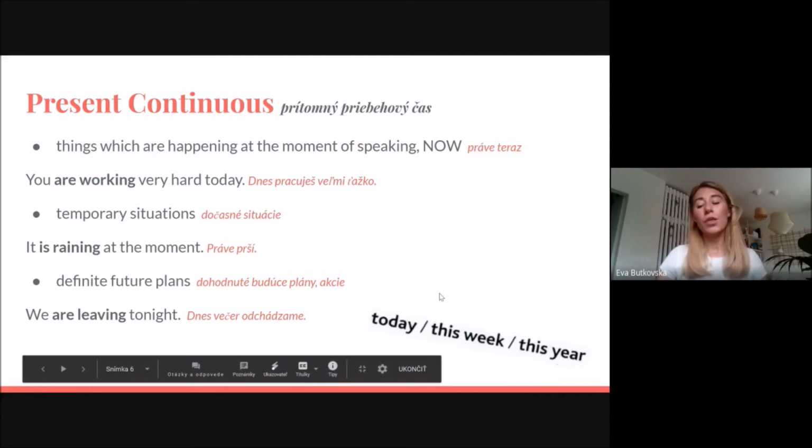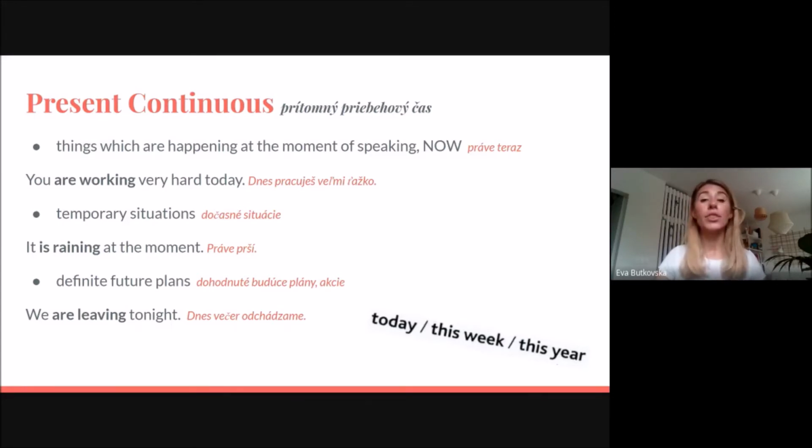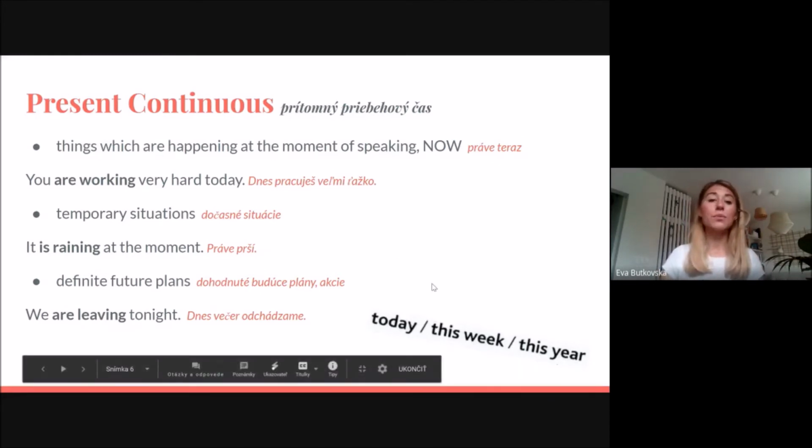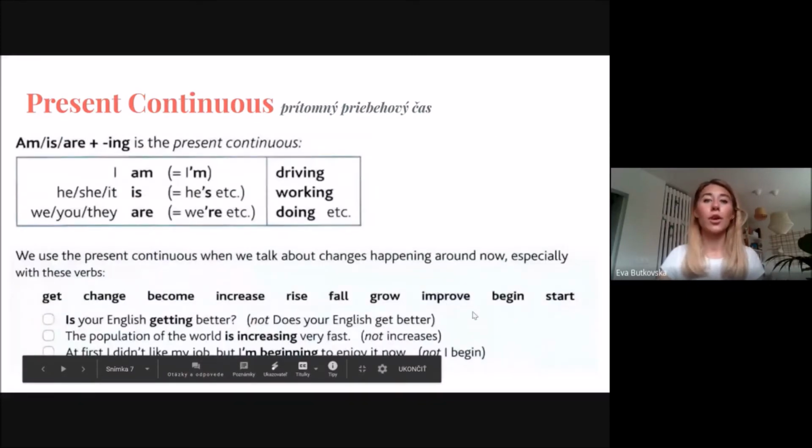Please note these three words that we use with present continuous: today or this week, this month, this year. But a lot of times you could hear a phrase at the moment or now when we are using present continuous. Let's move on to the structure of present continuous.